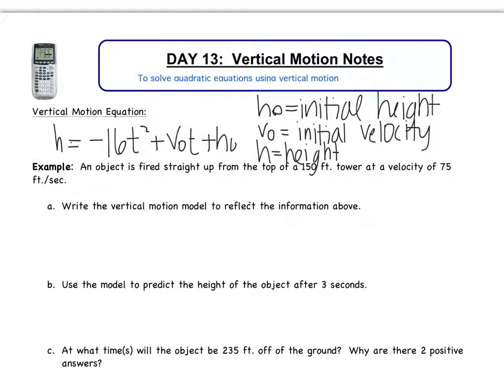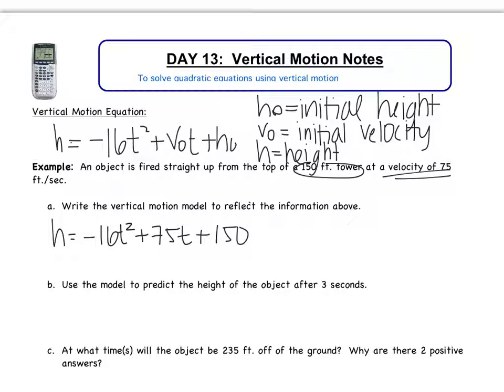So for part A, we're going to have to write our vertical motion equation. So we're going to get h equals negative 16t squared plus, it says we have a velocity of 75, so plus 75t plus, and then we are at a 150-foot tower. So t is always going to be time, which in this case is in seconds, and then h is going to be your height after a certain amount of seconds.